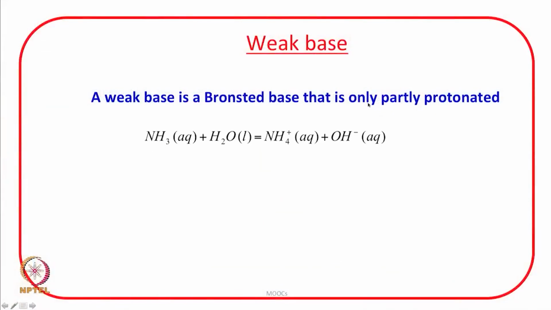Now, let us talk about weak base. What is a weak base? A weak base is a Bronsted base that is only partly protonated, not fully protonated. And again, the usual example will be ammonia plus water forming ammonium ion plus hydroxyl ions. If NH3 is a base, its conjugate acid is NH4 plus. Ammonia is an example of a Bronsted base that is only partly protonated.